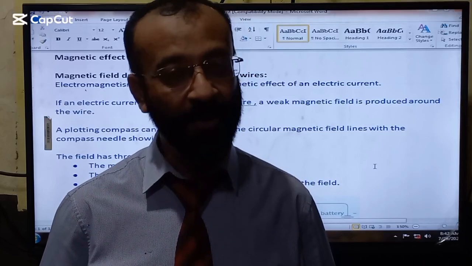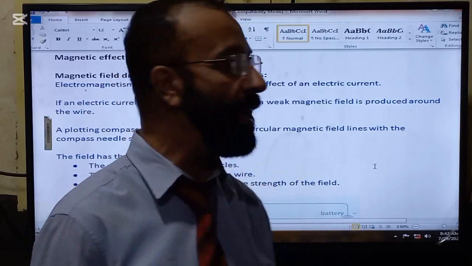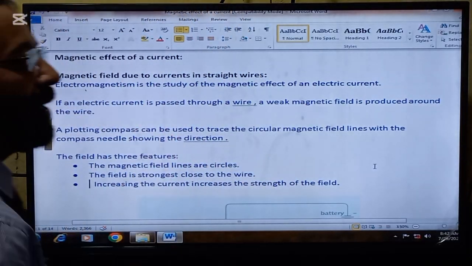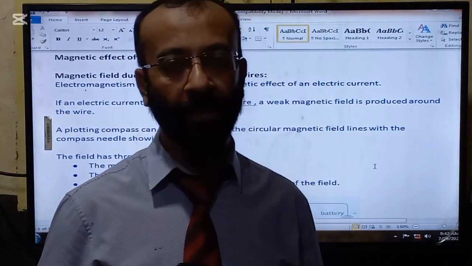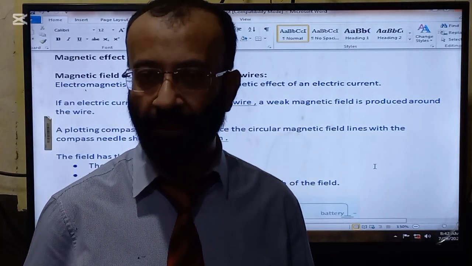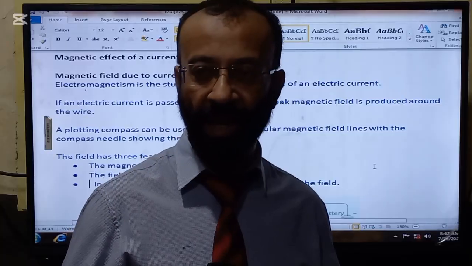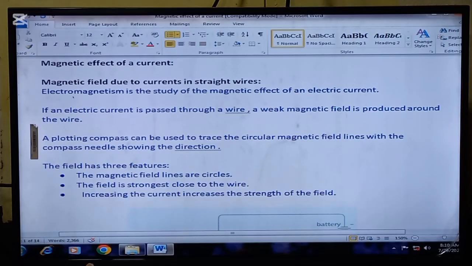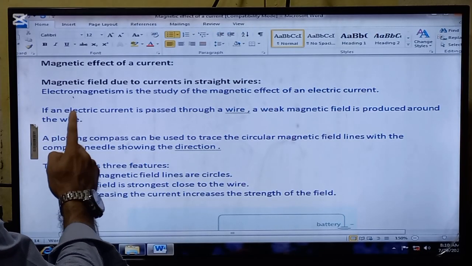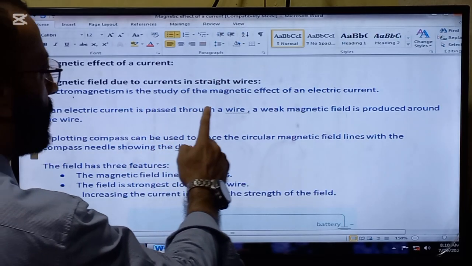Good morning, students. Today we are going to read the magnetic effect of a current in the subject of physics, O levels, and this is lecture number 1. So concentrate yourself. The first thing that we are going to read is the magnetic field due to currents in straight wires.